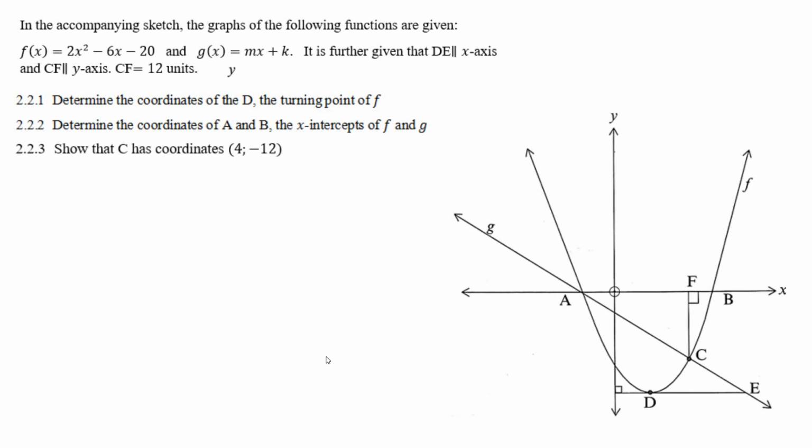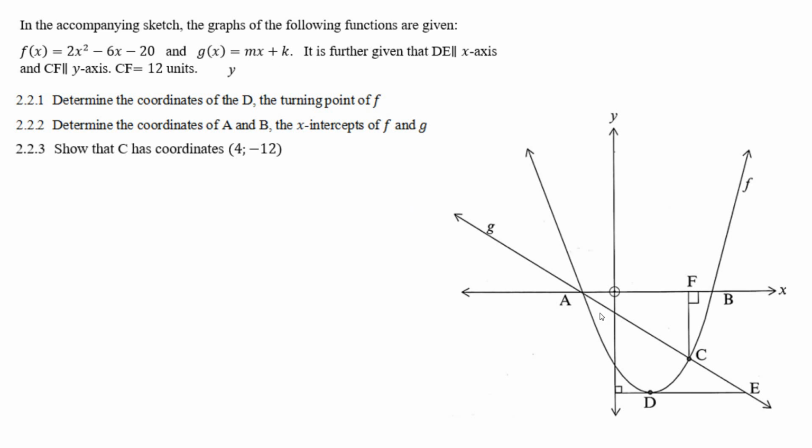Okay, let's try this parabola and a line question. Here's the parabola f of x, and they say it's 2x squared minus 6x minus 20. There's your parabola, and they even show you that it's f. Then there's a line g here, a straight line that's mx plus k.